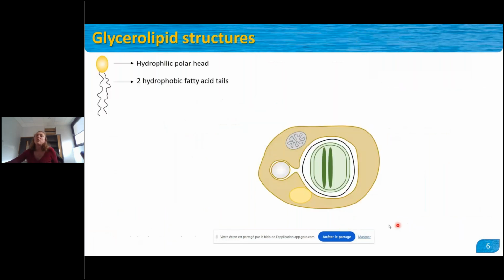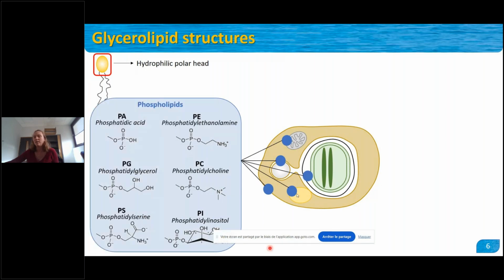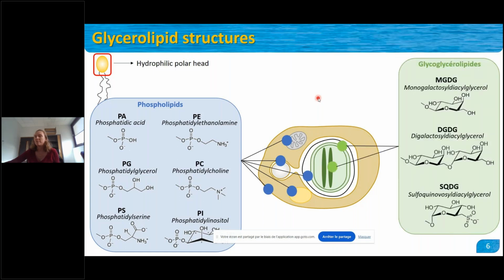So what are the lipids I'm talking about? For the phospholipids, if you look at the polar heads, these are the different phospholipids you can find in plant and algae cells, and they are the common ones you will have everywhere. They are mainly localized outside of the plastids. What you have inside the plastids are the glycoglycerolipids, mainly monogalactosyldiacylglycerol, so one galactose on a diacylglycerol backbone, or digalactosyldiacylglycerol, two galactoses on a diacylglycerol backbone. And you have one sulfolipid, which is a glucose with a sulfate group.